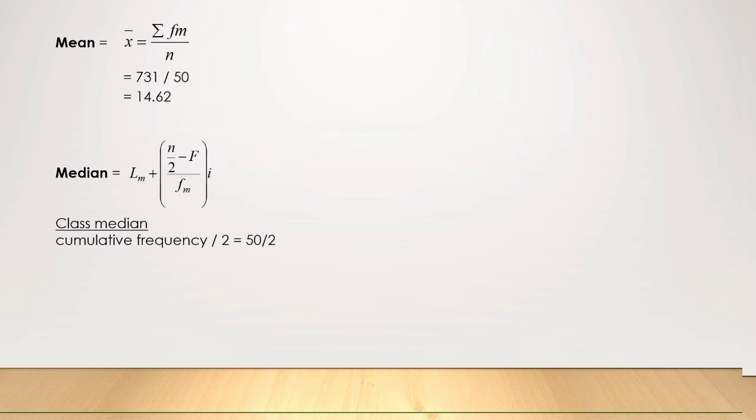To find the class median, we have to find the total cumulative frequency divided by 2. So 50 divided by 2 will be 25. So the class median will be 14 to 15. So from the class median, we can know the lower boundary of the class median and everything. So we just insert the formula. So the lower boundary will be 13.5 and then the total frequency 50 divided by 2 minus 23, the total frequency before the class median, divided by 7, the frequency of the class median, times 2, the class width. The answer will be 14.07.